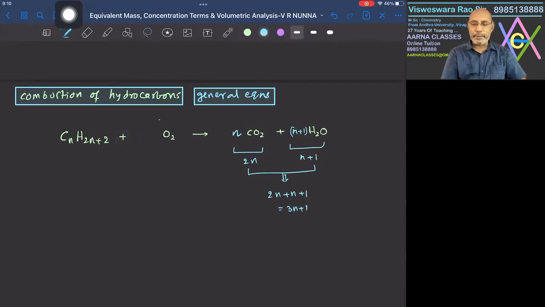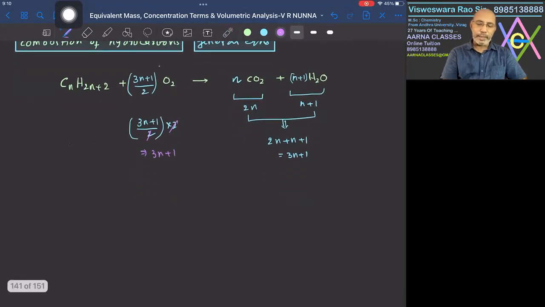Friends, now I have to balance this. That means the right hand side has 3N plus 1 oxygen atoms. I want to get 3N plus 1 oxygen atoms on the left side. So I write 3N plus 1 by 2 multiplied by this 2. The 2 gets cancelled, and now you get 3N plus 1 oxygen atoms on the left side. So what I have written here is the balanced chemical equation for the combustion of alkanes.